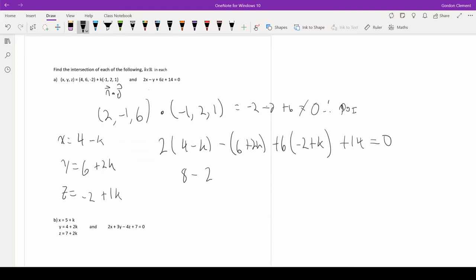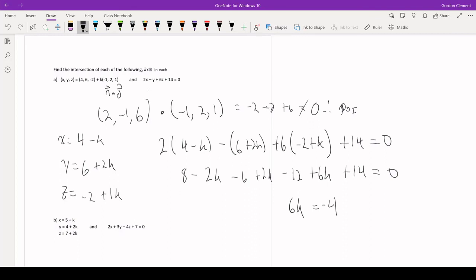So 8 minus 2k minus 6 plus 2k minus 12 plus 6k plus 14 equals 0. What are we left with there? Looks like 6k because the minus 2 and the plus 2. And then for numbers, we get 2 minus 12 is negative 10. Plus 14 is positive 4. Swing that to the other side and get negative 4, I believe.